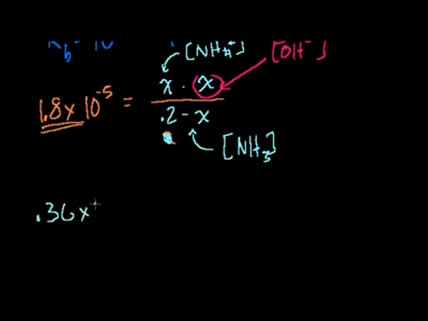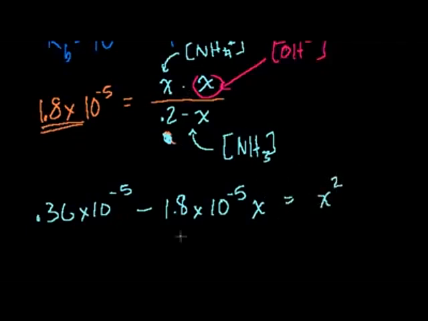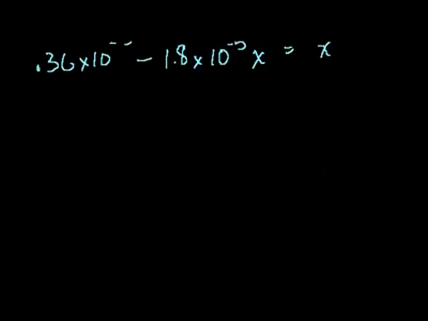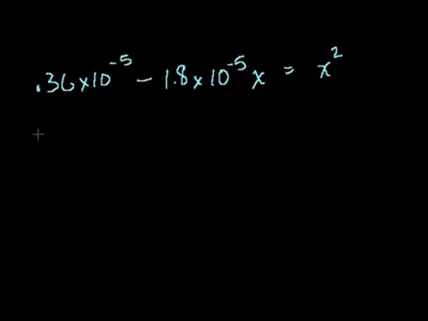0.36 times 10 to the minus 5, right? 2 times 1.8 would be 3.6. This is 0.36. Minus 1.8 times 10 to the minus 5 x is equal to x squared. Let's put everything on the same side of the equation. I'm going to move all of these to the right-hand side. So you get 0 is equal to x squared. Add this to both sides of the equation, plus 1.8 times 10 to the minus 5 x.